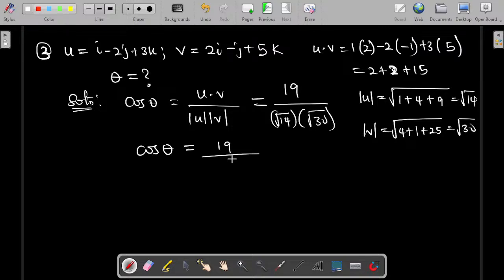Then let's continue doing it together. Square root of 14 times square root of 30 will give you 20.49 approximately. And so if you now divide 19 by 20.49, that's going to give you 0.92927. That's to 3 decimal places.